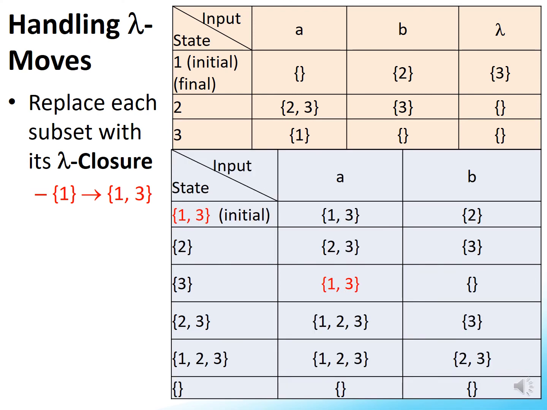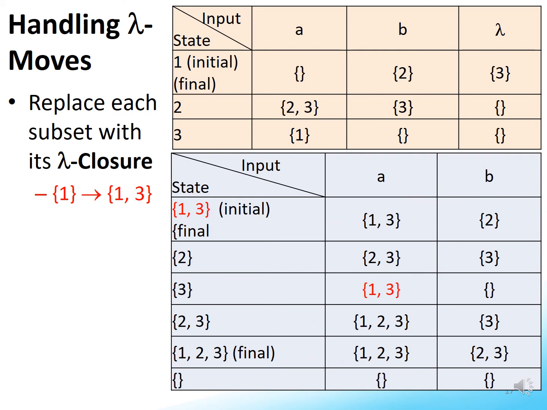We can expand the state transition table for machine M2 to cover state 3, state {2, 3}, state {1, 2, 3}, and the empty state. Well, the empty state represents a trap state or dead state, meaning once the machine goes into this state, it can't move at all.